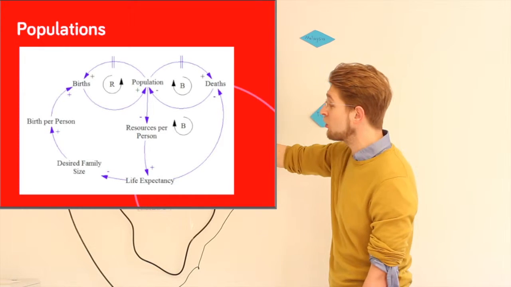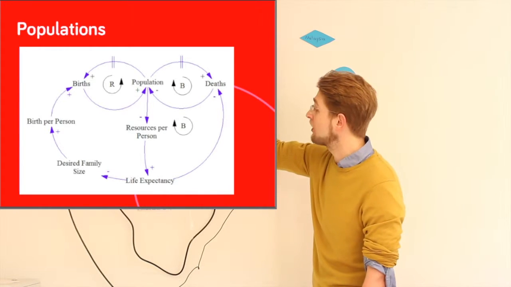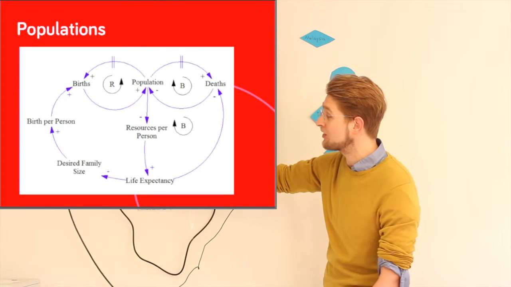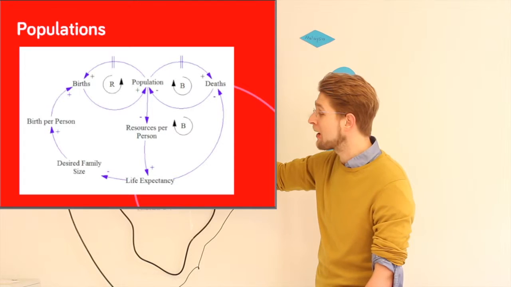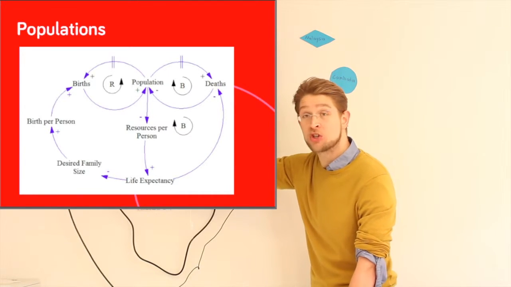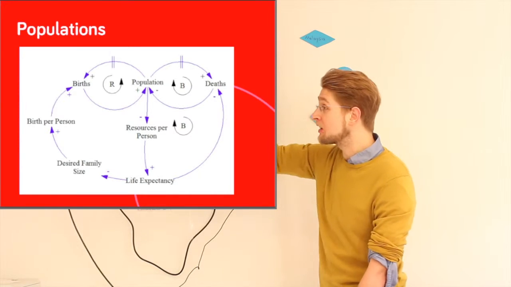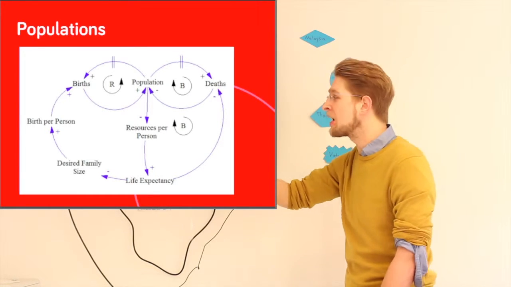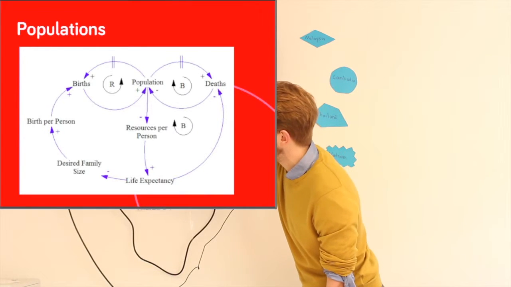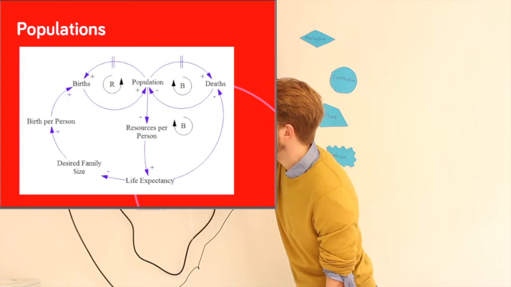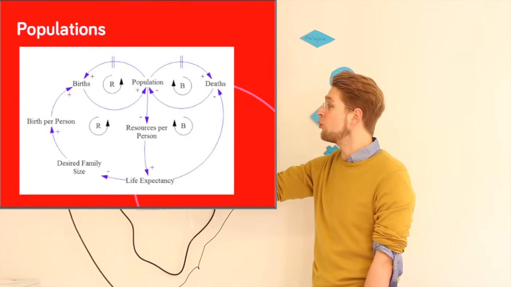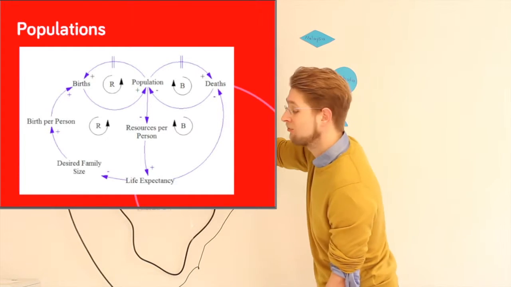But there's also a second reinforcing loop here, because as the population increases, and the resources per person decrease, and the life expectancy decreases, the decreased life expectancy can lead people to have a larger desired family size. You want to have more children because with a decreased life expectancy, it's more likely that they will die young and they won't be able to support you, right? So you want to have more children. And that means that as the desired family size increases, births per person increase, there are more births, and we have a second reinforcing loop that's running around like that.